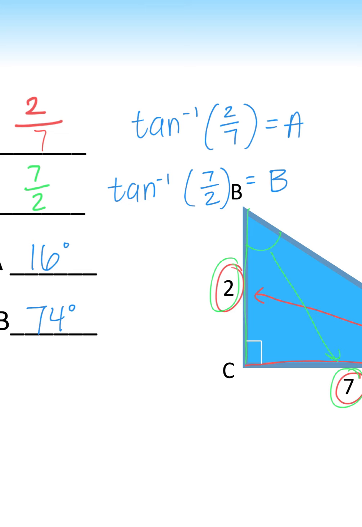Because what? C is already 90. Very good. So A and B must be complementary to add up to 90 degrees, right? Because it's a right triangle, so those two angles will always add up to 90. Okay? That's a great way to check yourself for these kinds of problems.